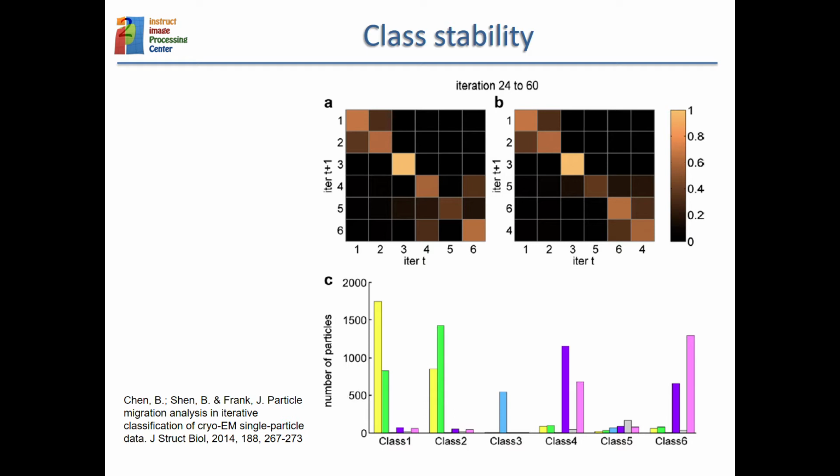Something else that was pointed out a few years ago by Joachim Frank is the stability of the different classes. If you go from iteration t to iteration t plus 1, do the images stay in the same class, or do they jump from one class to the other? This is relevant because if, for instance, most of the images at t stay either in class 1 or move to class 2, and the same happens with class 2, then probably classes 1 and 2 cannot be very well separated. Then class 3 is very well separated, and classes 4, 5, and 6 cannot be separated either. So this is a very interesting analysis to check the real number of classes that you have in a data set.